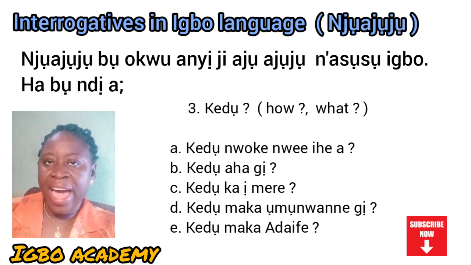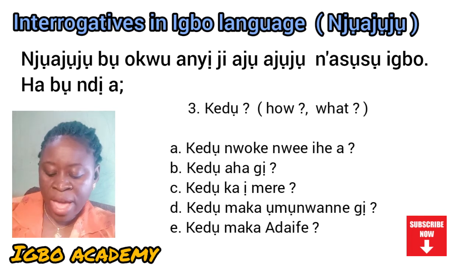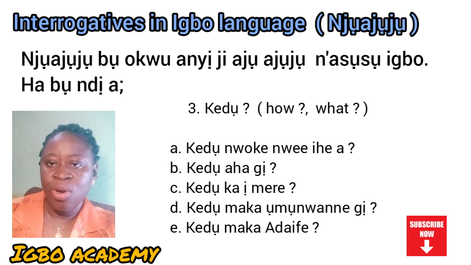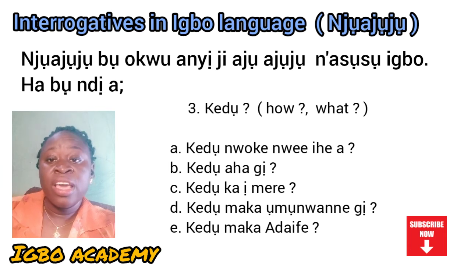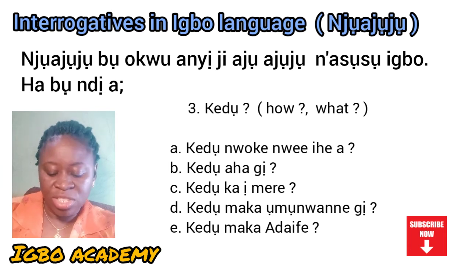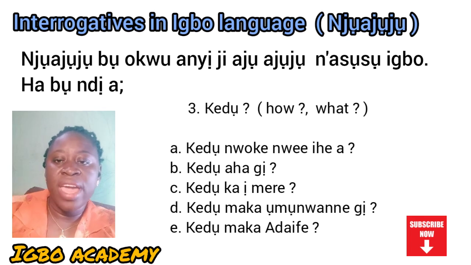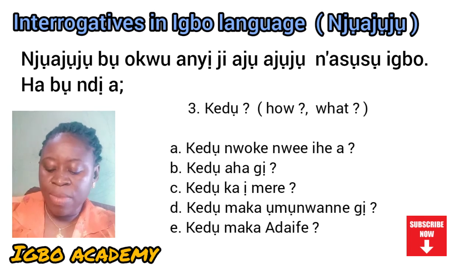Kedu onye nwe ihe a? How about the man who has this? Or how about the woman who has this? If it's a man, we say, Kedu nwoke nwe ihe a? Okay, let's just use a man. Kedu nwoke nwe ihe a? How about the man that has this?